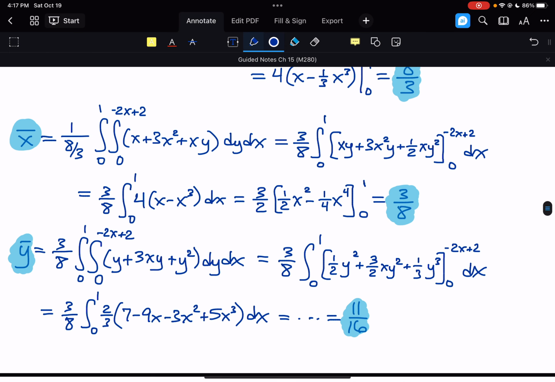So the center of mass for this triangular region is going to be the ordered pair 3/8 comma 11/16. So that is our center of mass.